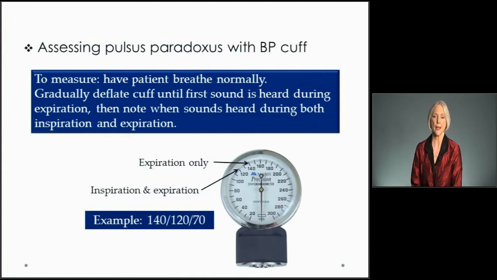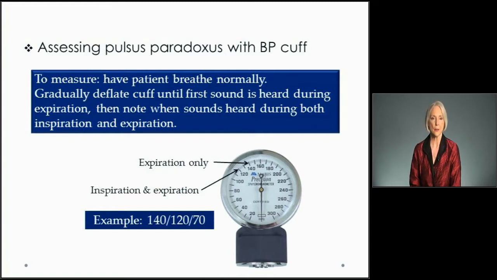First thing is, you have to have your patient breathing normally, so don't tell them that you're watching them breathe. Don't tell them to breathe normally, just let them breathe normally while you're taking the blood pressure. You want to pump the blood pressure cuff up above their systolic sound and then let it out slowly, as you always do. The first sound you hear will be during expiration. So at that point, stop the air leak from your blood pressure cuff and notice that when the patient takes a breath in, that sound goes away. When they breathe out, the sound comes back.